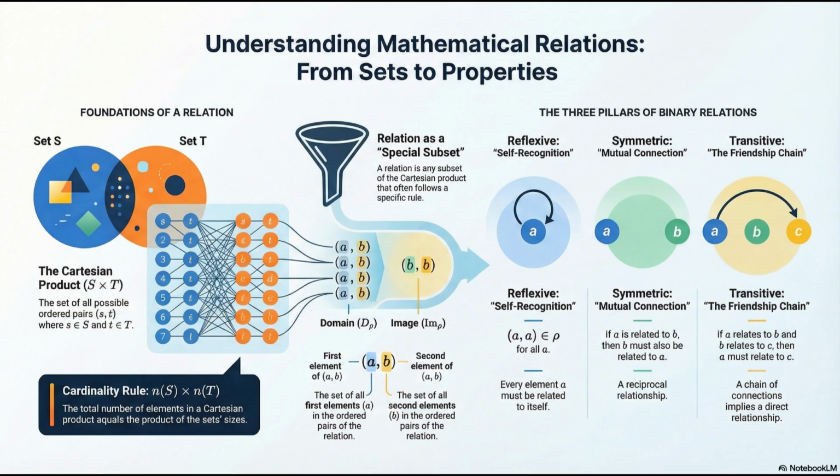Exactly. But wait, looking at transitivity, if A relates to C and C relates back to A, the rule of chains would mean A has to relate to itself.